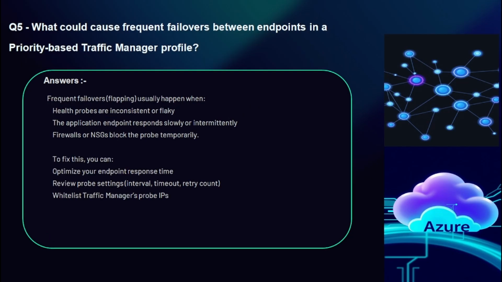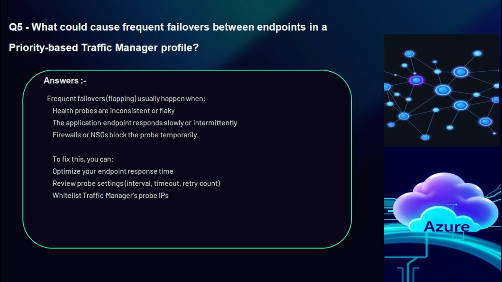Now next question. What could cause frequent failovers between endpoints in a priority-based Traffic Manager profile? Answer is, this is often due to unstable or inconsistent health probe responses. Ensure your health probe path is valid, accessible, and not blocked by NSGs, firewalls, or WAFs.